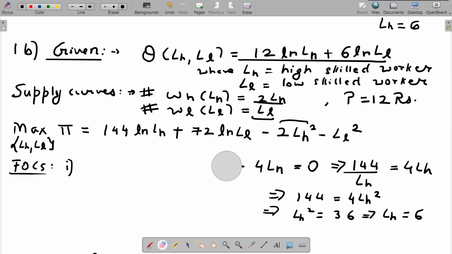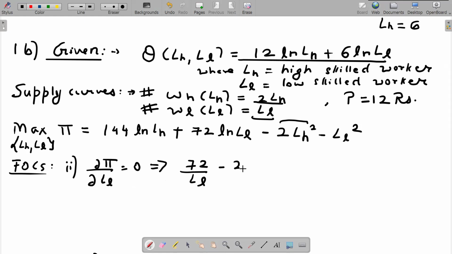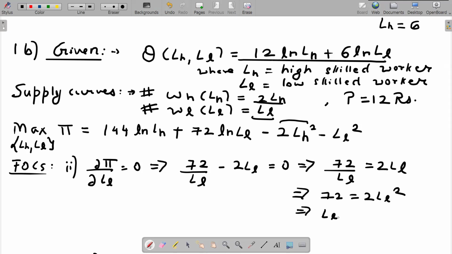Similarly, the second first order condition, I partially differentiate with respect to LL. So del pi over del LL equal to 0. So this will be 72 over LL minus 2 LL equal to 0. So I get 72 over LL is equal to 2 LL. So 72 is equal to 2 LL square. So I get LL square is equal to 36. So LL is 6. Remember, it can't be minus 6. Labor can't be negative. You have to hire positive labor. So I can write on the top, LL has come out as 6.